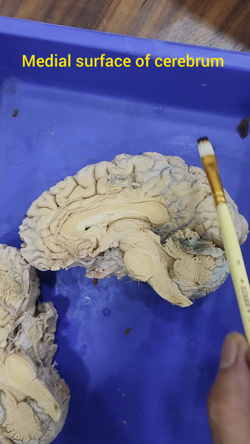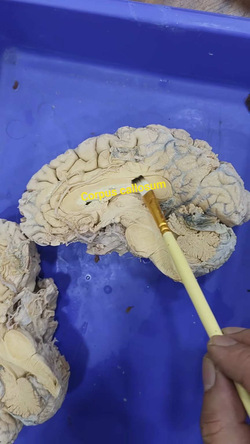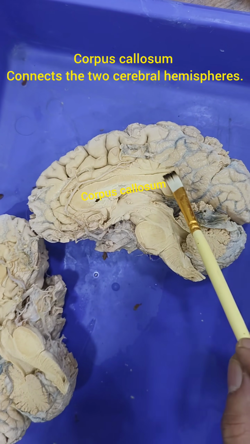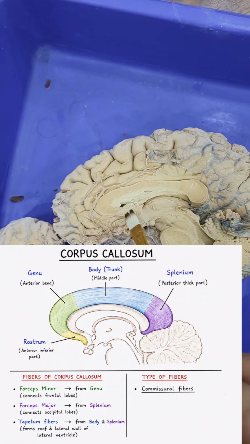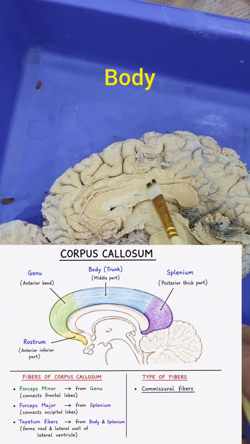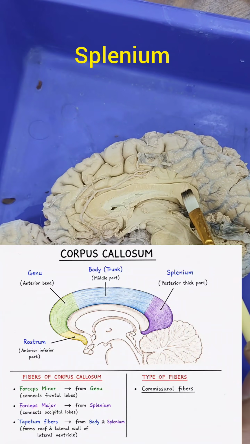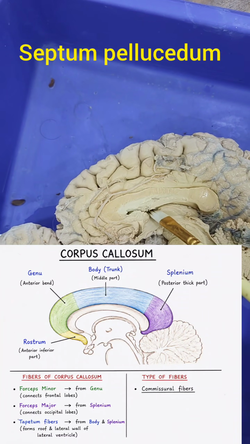Hello everyone, so this is the medial surface of the cerebrum, this C-shaped structure. This is the corpus callosum, the anterior part of the corpus callosum. This is the rostrum, then this bend-like structure is the genu, this is the body of the corpus callosum, and this is the splenium. And this curtain-like structure is the septum pellucidum.